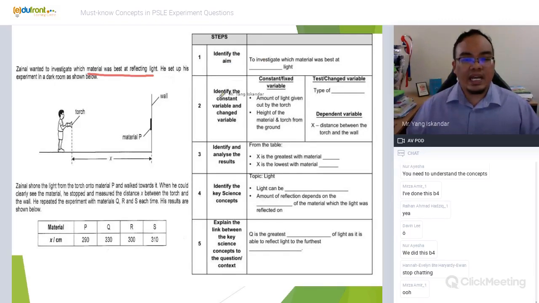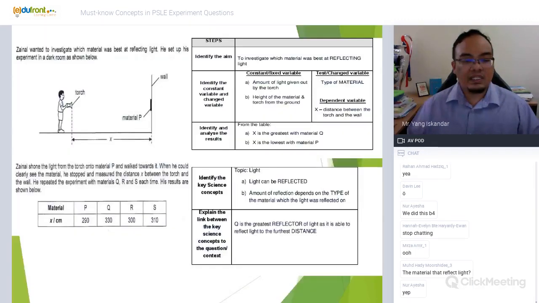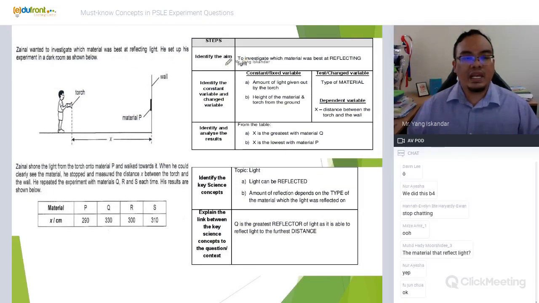Secondly, step number 2, identify the change variable and the fixed variable. Step number 3, like I mentioned just now, identify and analyze the results. Step number 4, identify the science concepts. And step number 5, to see the link between the science concept and the question. So let's go a bit quickly here. Now let's analyze this. What is the aim? To investigate which material was best at reflecting light.